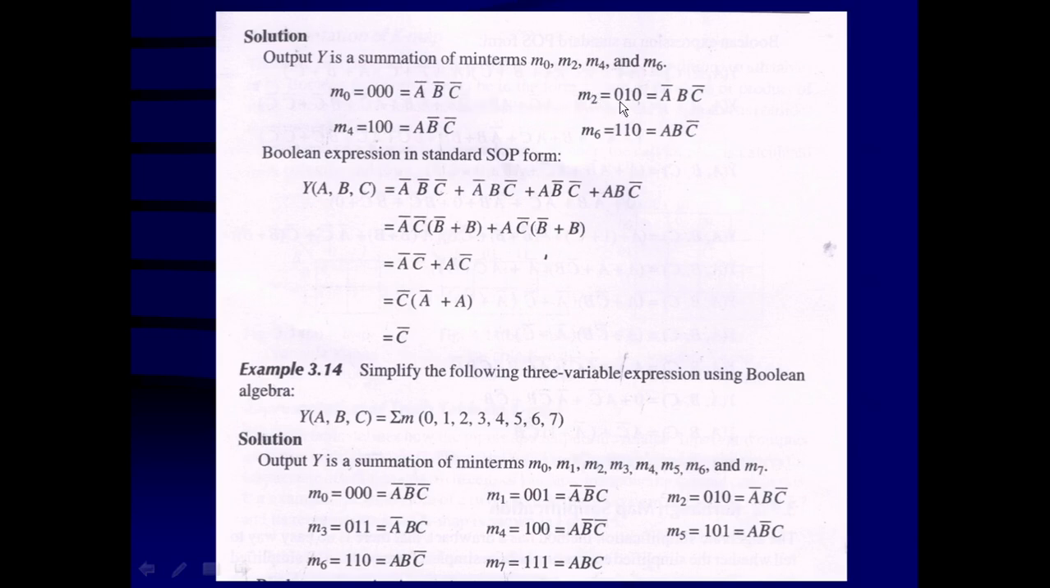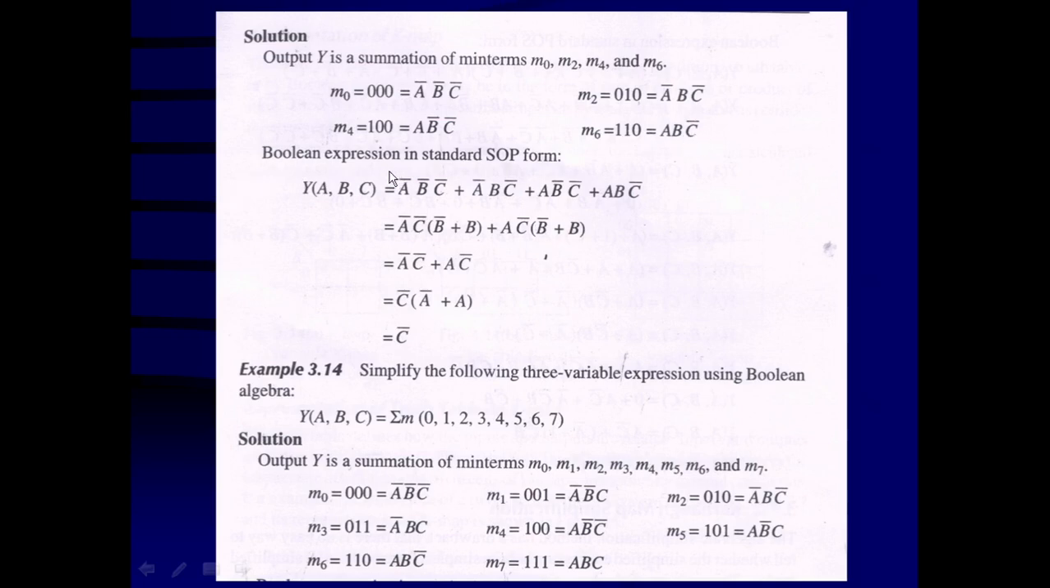M2 is equal to 0, 1, 0. That means A bar, B, C bar. M4 is equal to 1, 0, 0. That is equal to A, B bar, C bar. M6 is equal to 1, 1, 0. That is equal to A, B, C bar.